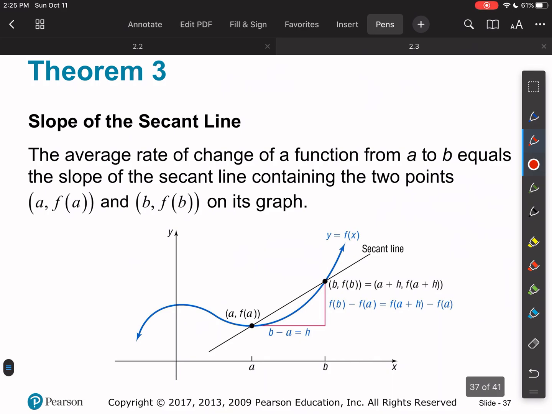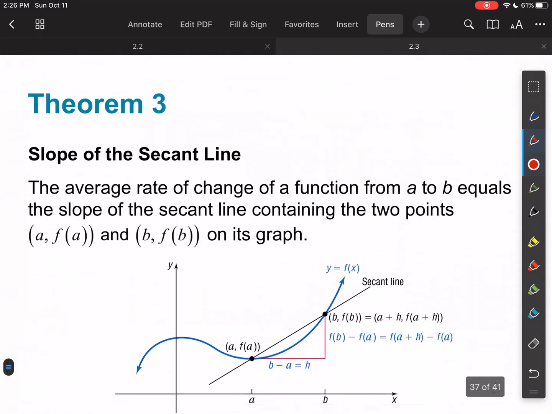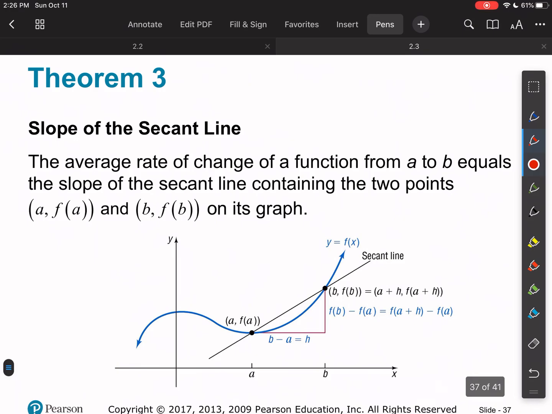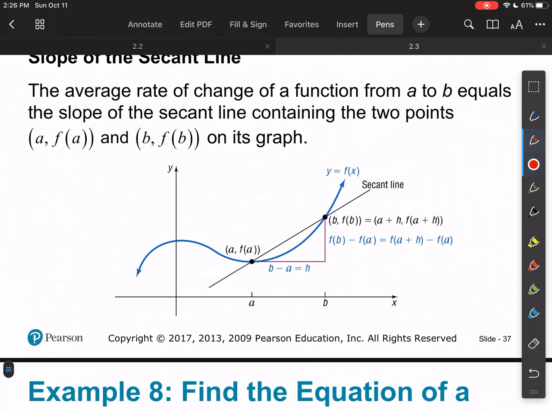Theorem 3 says the slope of the secant line, the average rate of change for a function from a to b, equals the slope of the secant line. That's all we've been doing, you guys. This is just a slope, right? That's all this is saying, is that you can take 2 points, find the slope of the line between the 2 points, and that will tell us the average rate of change of the function between those 2 places. The slope of this line tells me the average rate of change of that curve.